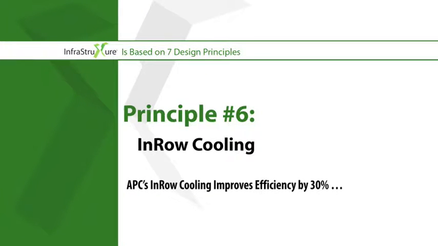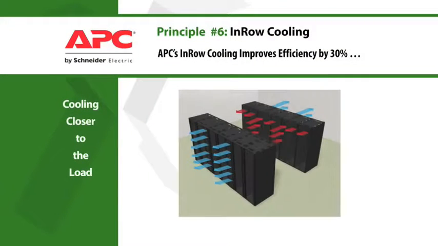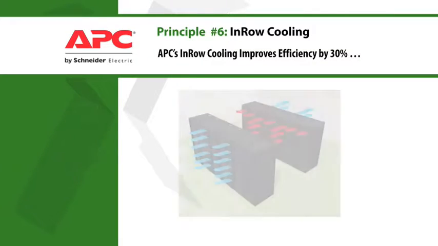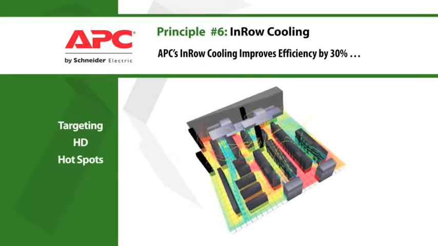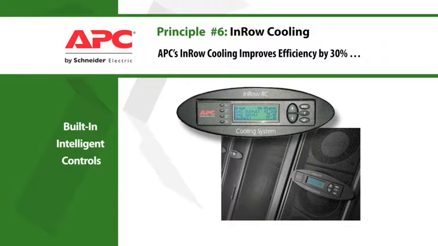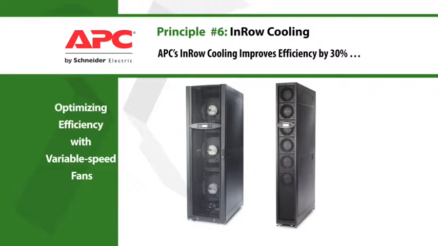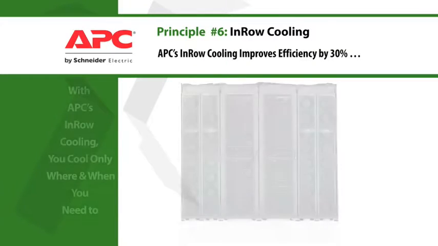APC's in-row cooling improves efficiency by 30%. Less distance between the IT and cooling equipment means less fan power required to cool the data center. In-row cooling units work at elevated temperatures, improving efficiency while eliminating hotspots. Airflow paths are well defined and predictable, giving the ability to completely isolate and target high-density loads. Intelligent controls enable in-row units to cooperate, to actively respond to thermal changes. Variable speed fans optimize efficiency by automatically right-sizing the cooling capacity to the thermal demand.